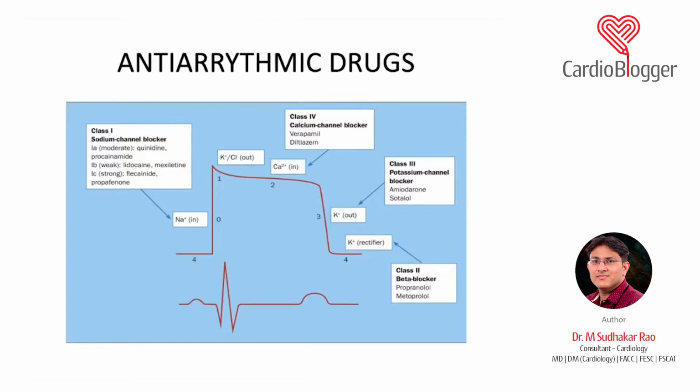So we know that this classification was given by Vaughan-Williams. There are 4 classes of anti-arrhythmic drugs. Class 1 is the sodium channel blocker. Now class 1 has 3 types of drugs. It can be 1A, 1B and 1C.